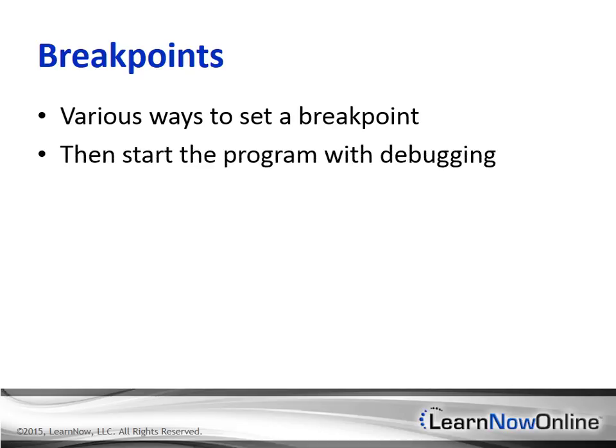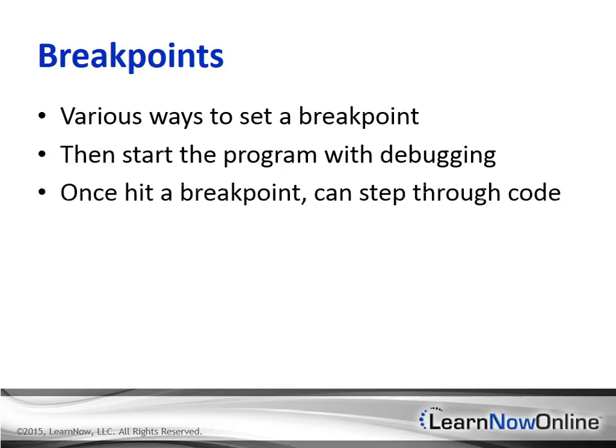After you set the breakpoint, you can then start debugging by selecting Debug, Start Debugging, or pressing the F5 key. This will run the program until it reaches a breakpoint, and then it pauses execution. Once it pauses, you can step through the code. Stepping through code provides another useful technique for debugging.